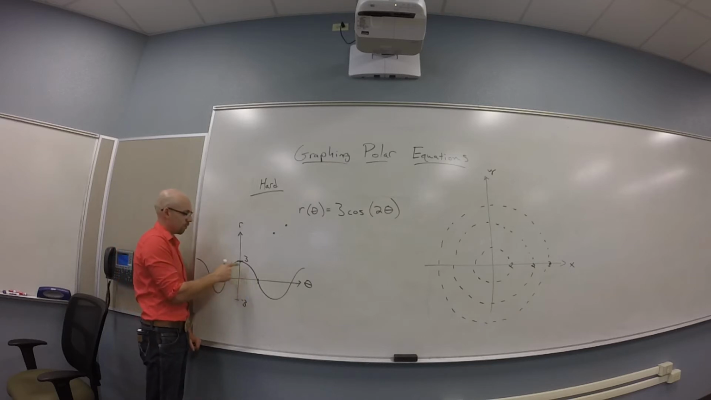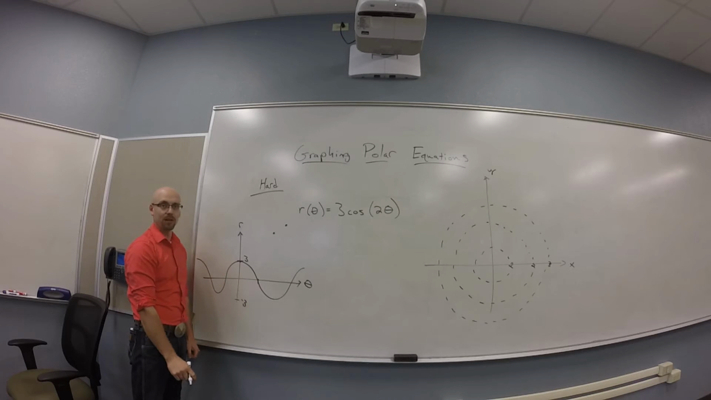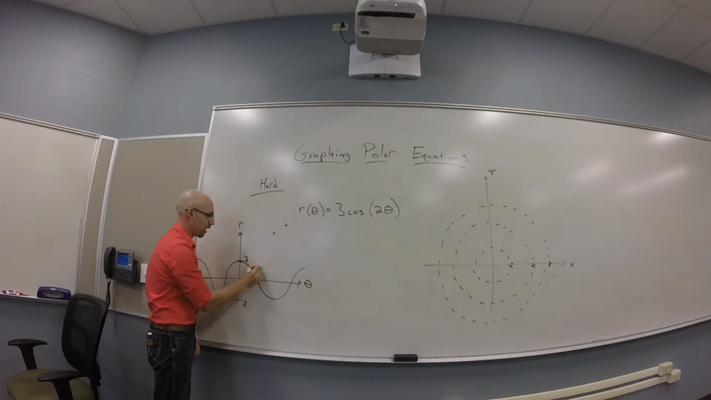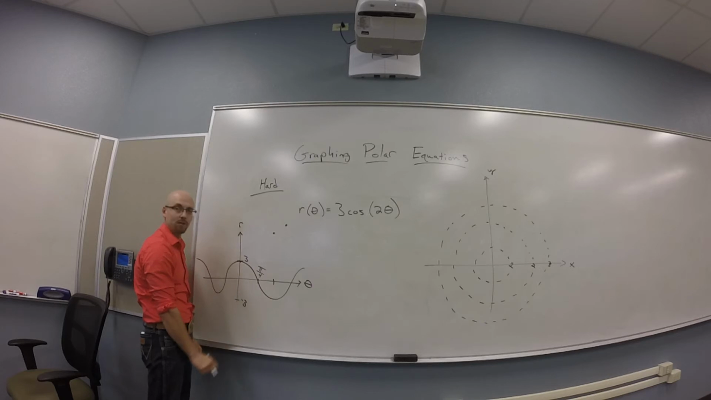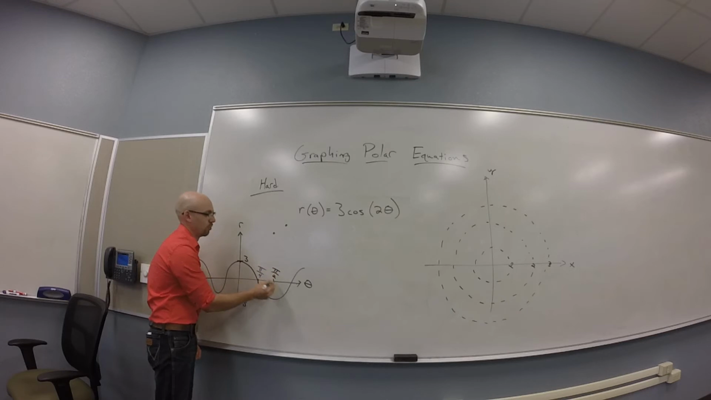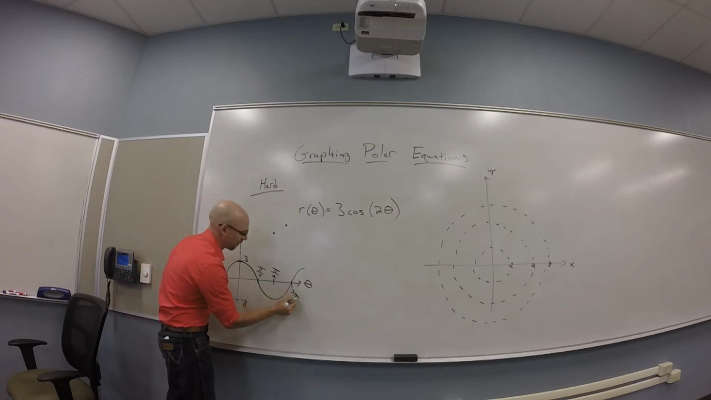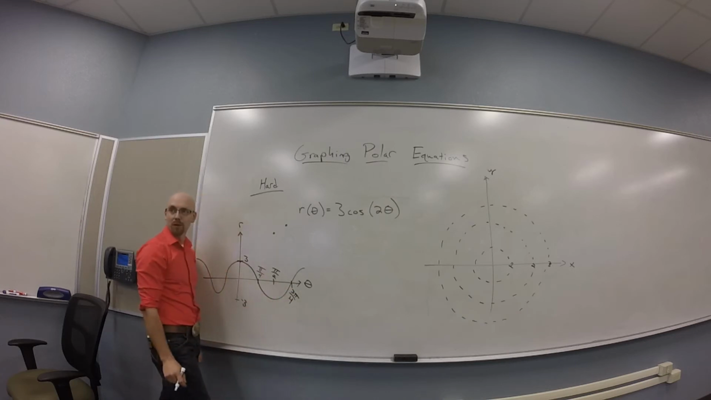Okay. Where does this first crossing normally occur? Normally it's at pi over 2, but I horizontally compressed, so now it occurs at pi over 4. This trough normally occurs at pi, so now it occurs at pi over 2. This crossing normally occurs at 3 pi over 2, so now it occurs at 3 pi over 4. You guys with me on this?